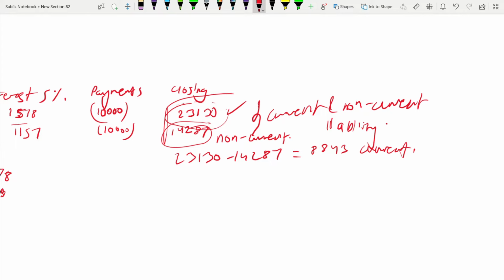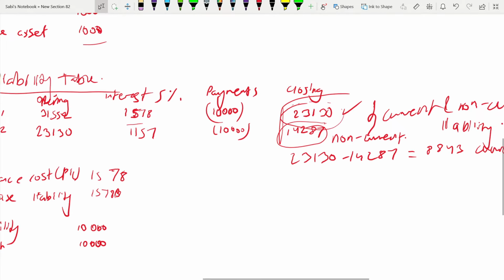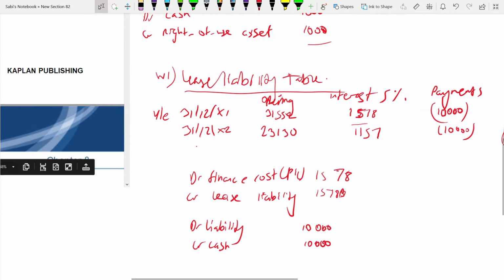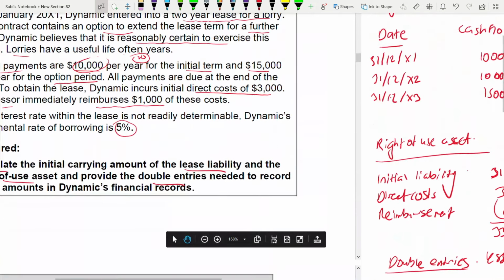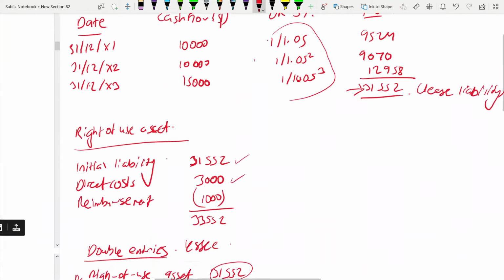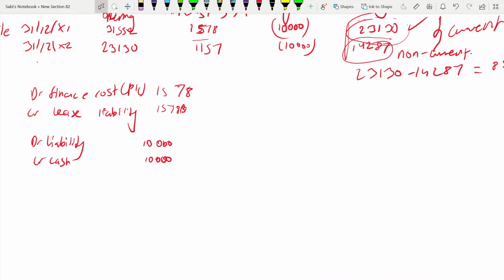Now, you need to depreciate. Don't forget depreciation. So the right of use asset is depreciated over the shorter of the two. See, the ownership of the asset did not go to the lessee. So you have to see the shorter of the useful life of the asset and the lease term. You have to see test understanding 3 for that. It was in the previous question. Lease is for 3 years. Useful life is 10 years. Shorter is the lease term, 3 years. So you have to depreciate it for 3 years.